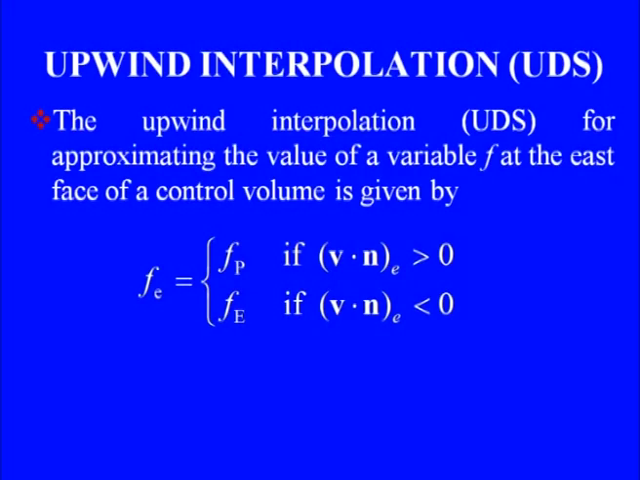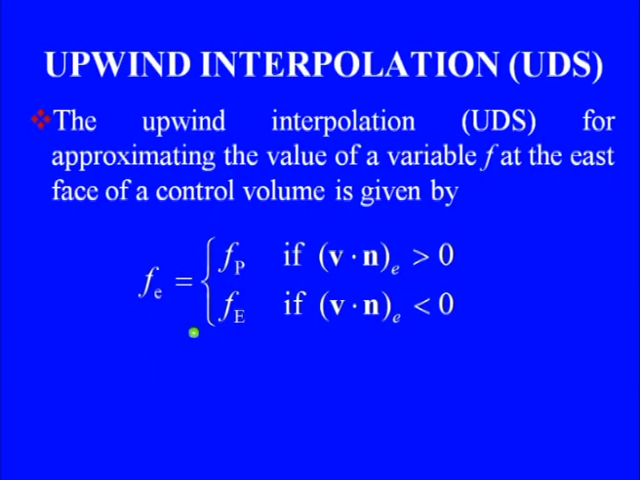The upwind interpolation scheme is essentially used for what we call convection dominated problems, and here the velocity at a given point, the direction of that velocity, determines the variable values to be used in the interpolation process. The name upwind refers to the fact that we are going to make use of the node which is upwind or upstream of the given node. For instance, if we are at the east face of a control volume, then for a function f, we are going to approximate it.